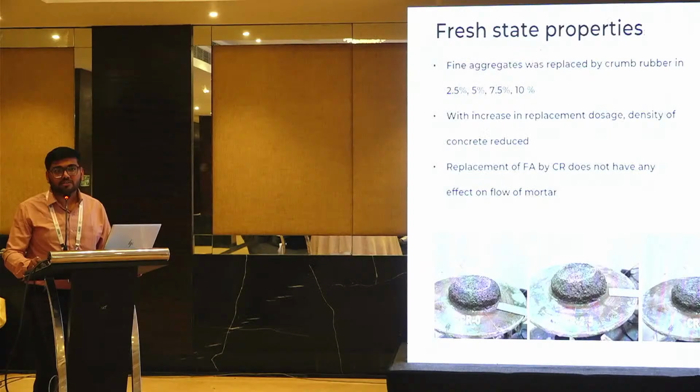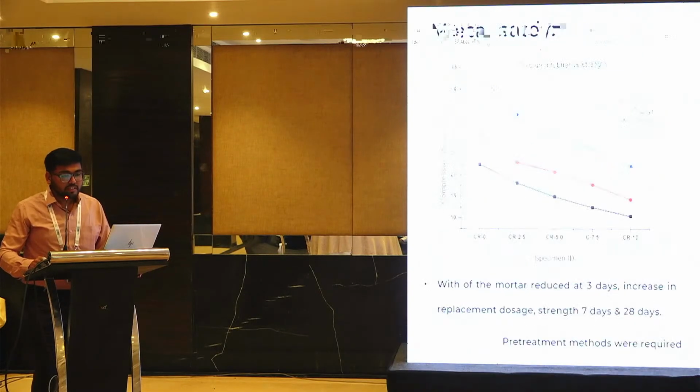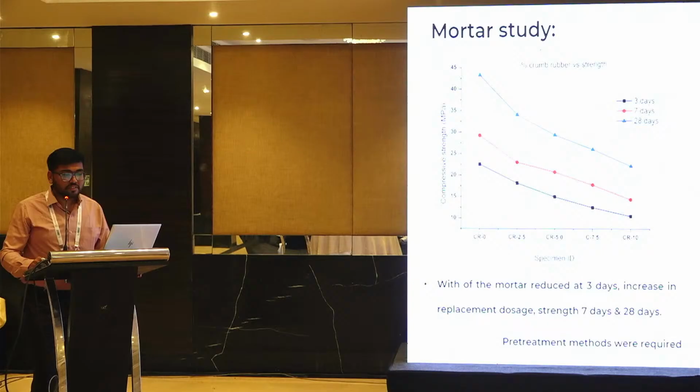there was not much change, because the rubber particles are lighter in weight when compared to the crushed sand. So there will be an obvious reduction in density. Then we did the compressive strength at 3 different ages, 3, 7 and 28 days. With an increase in the ratio of crumb rubber, the strength of the mortar mix is reduced.